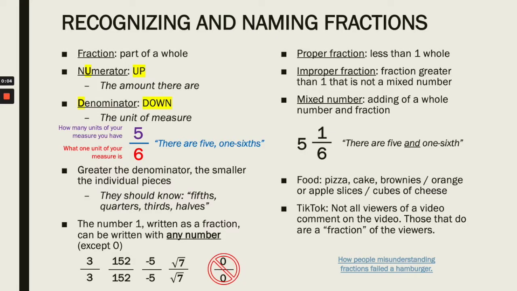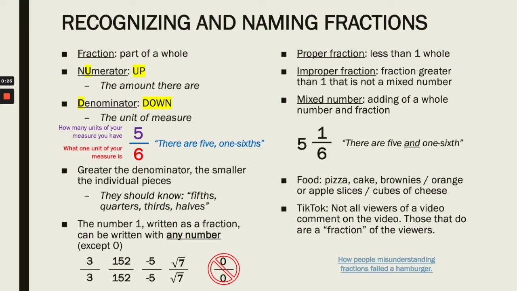Recognizing and naming fractions. At the most basic level, a fraction is just part of a whole. The denominator is the unit of measure, or what you are using to measure that whole, and the numerator is how many of that unit of measure there are. So with the fraction 5/6, students need to understand this fraction means that they are measuring in 6 and that there are 5 of those 6.